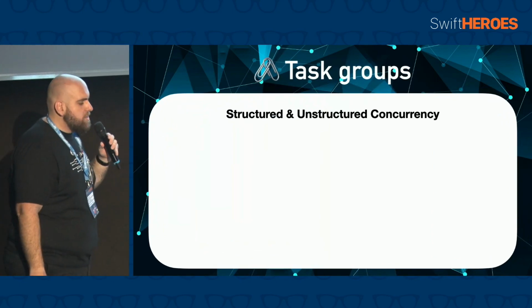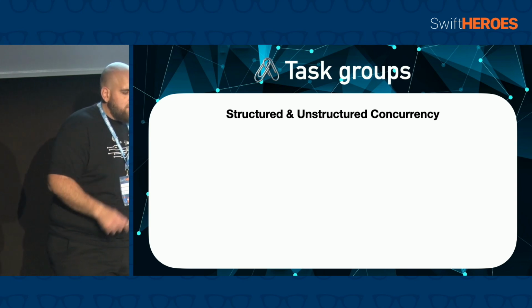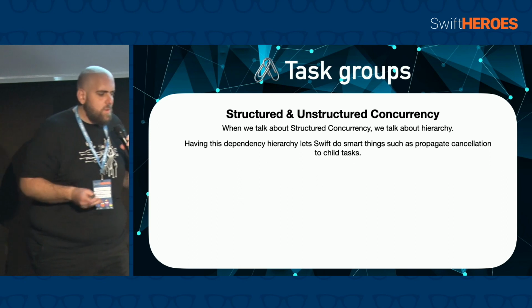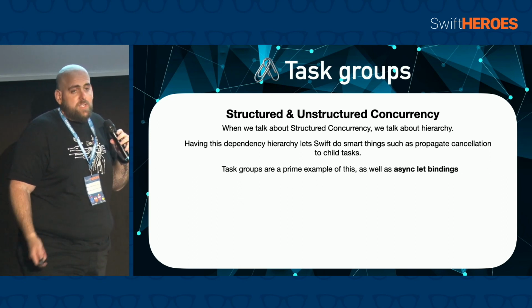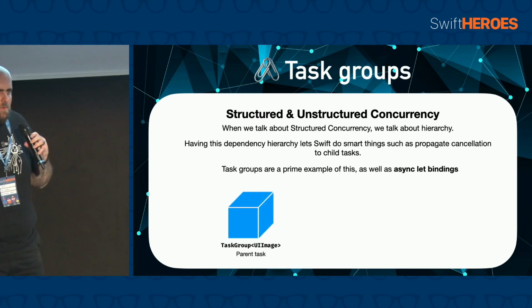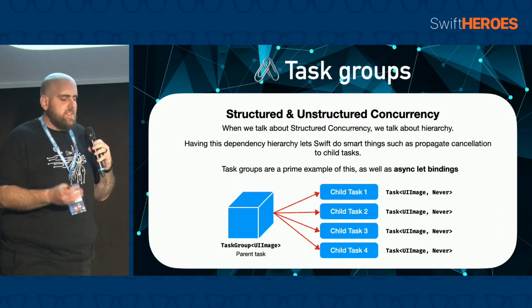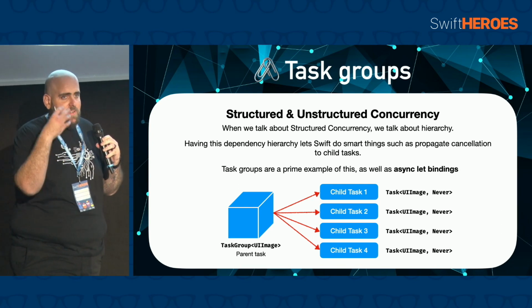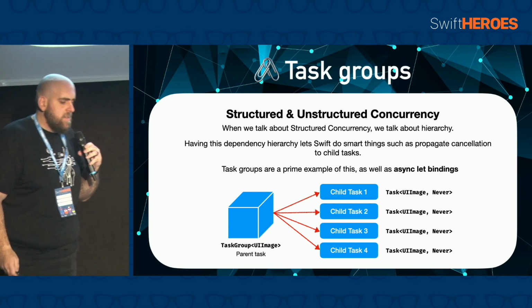A quick word on structured and unstructured concurrency. This is a very deep topic. I'm not going to go really deep into it, but just so you understand, when we talk about structured concurrency, we are talking about hierarchy between tasks. For example, task groups are a very good example of this. We have a group, and there is a hierarchy between that group and all these child tasks. And it lets Swift do nice things, like if the task group is canceled, it automatically funnels that cancellation downwards toward the child tasks.